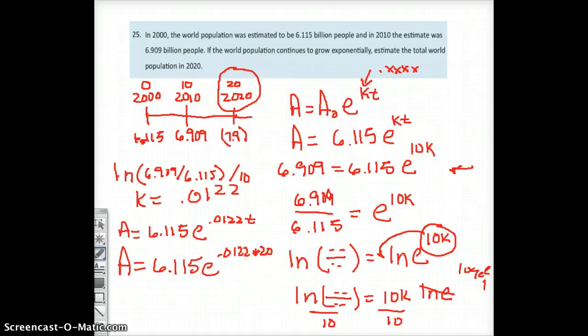Now remember, when you put that in your calculator, make sure that you put it in correctly. 6.115, then I'm going to hit second ln, and I'm going to write 0.0122 times 20. Close parenthesis and hit equal. And I have 7.805. What does that mean? That means the world population in 2020 would be that many billion people. That's a lot of people, okay? Makes you think about things. All right, that's question 25. I hope that answered your question.